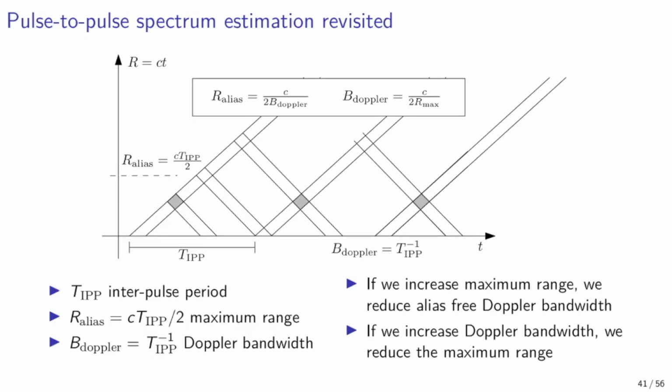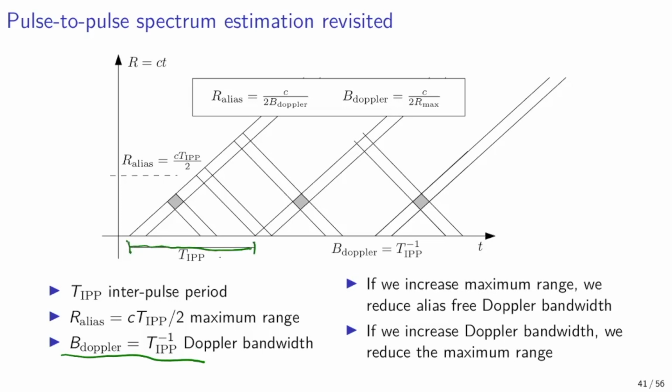Let us revisit the range-time diagram that we used previously to describe how we perform pulse-to-pulse measurements of the scattered signal Range-Doppler spectrum. Recall that the Doppler bandwidth of this type of measurement is 1 over the interpulse period. The interpulse period is the spacing between transmit pulses that I use to measure the value of the scattered complex voltage as a function of range.